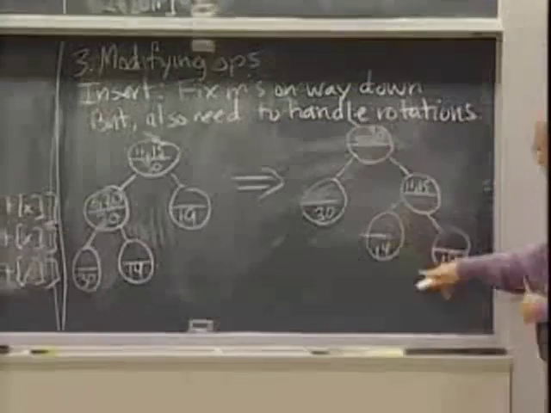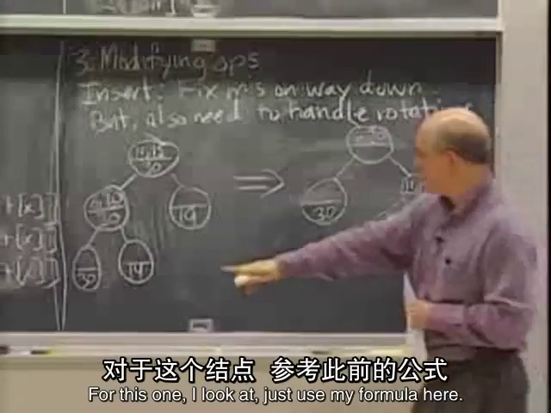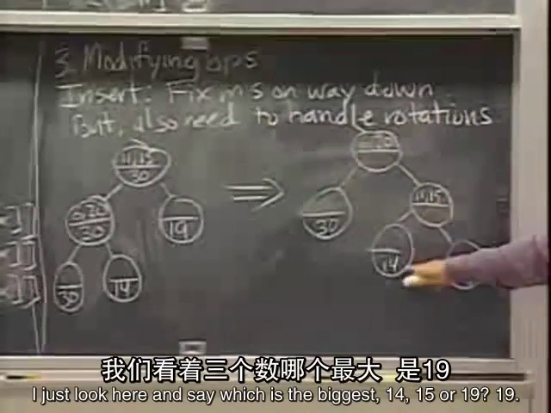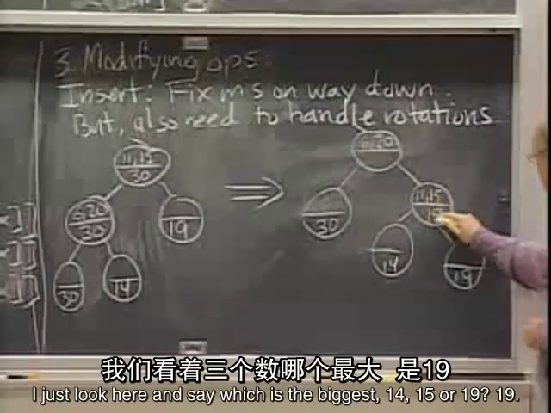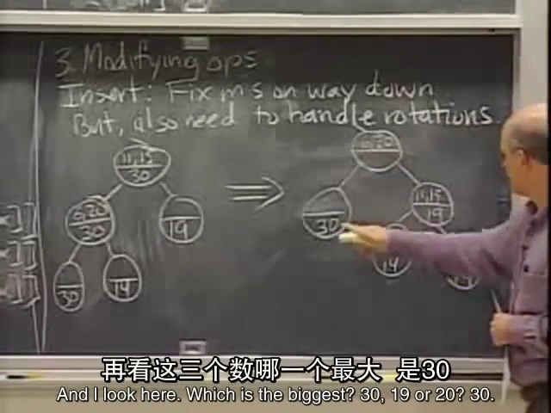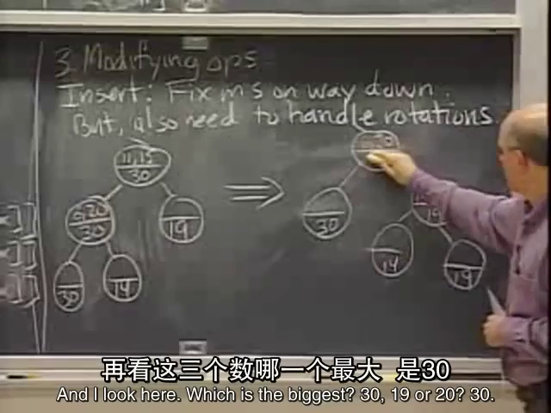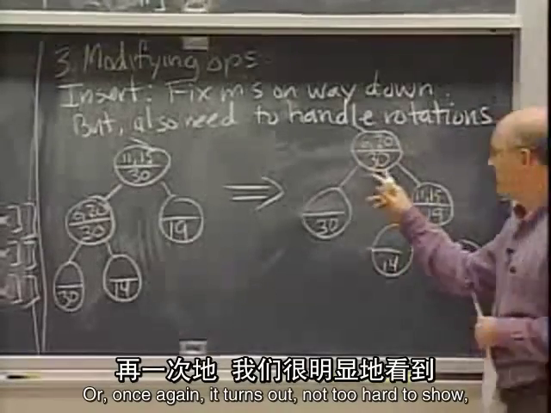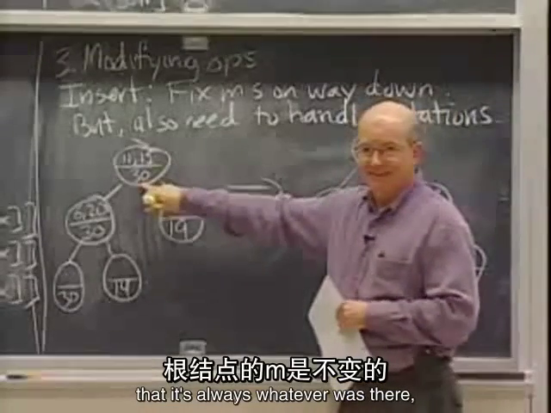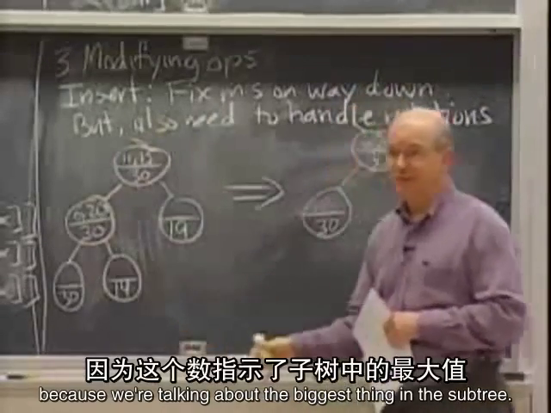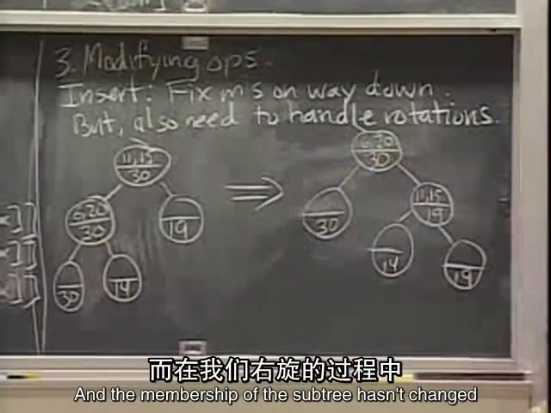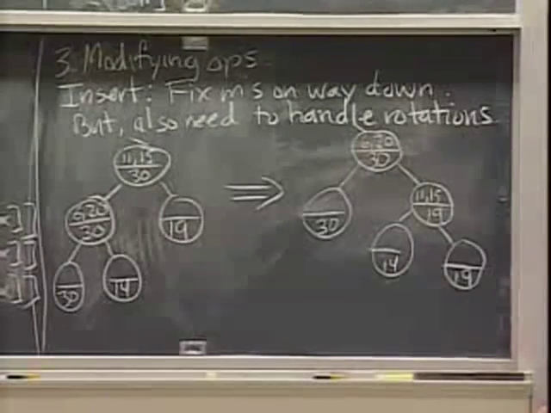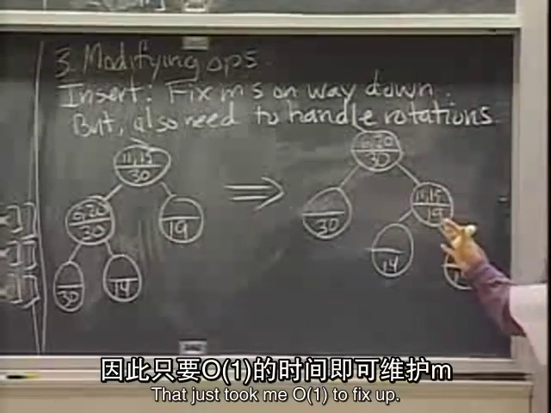So for this one, I just use my formula here. I just look here and say, which is the biggest, 14, 15, or 19? 19. And I look here, which is the biggest, 30, 19, or 20? 30. Or once again, it turns out, not too hard to show, that it's always whatever was there, because we're talking about the biggest thing in the subtree, and the membership of the subtree hasn't changed when we do the rotation. So that just took me order one time to fix up.